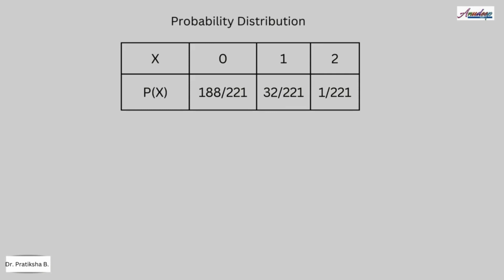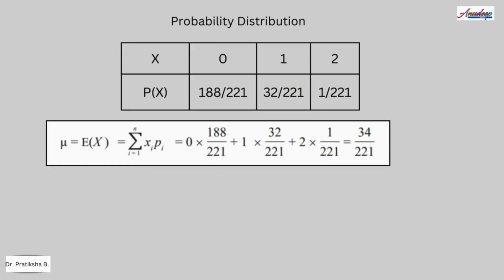Now we need to calculate the mean for the given distribution. So mean is expected value of x denoted by mu, and the formula is summation of xi into pi. So corresponding columns, if you multiply and add in the given table, then you will be getting what is called mean, and it comes out to be 34/221.